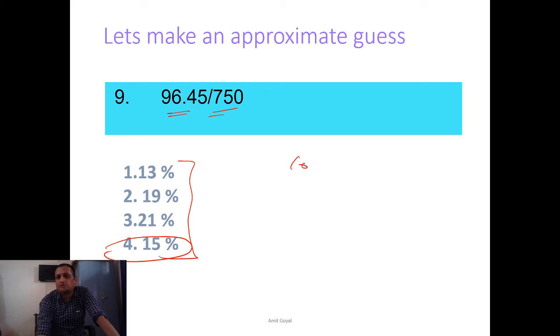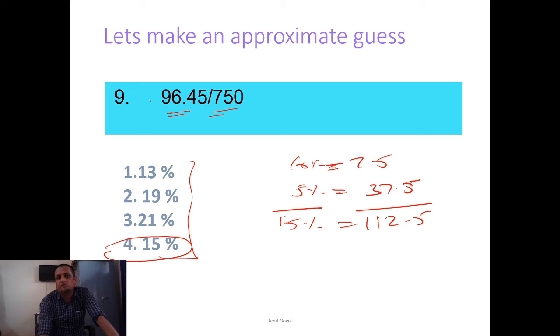Why? Because 10% of the denominator is 75. So what should be 5% of the denominator? Isn't it 37.5? So if you add them, 15% will be more than 100. It should be around 112.5. But this value is far less than that. So the answer is not 15%, but it is more than 10%. So which should be my answer?